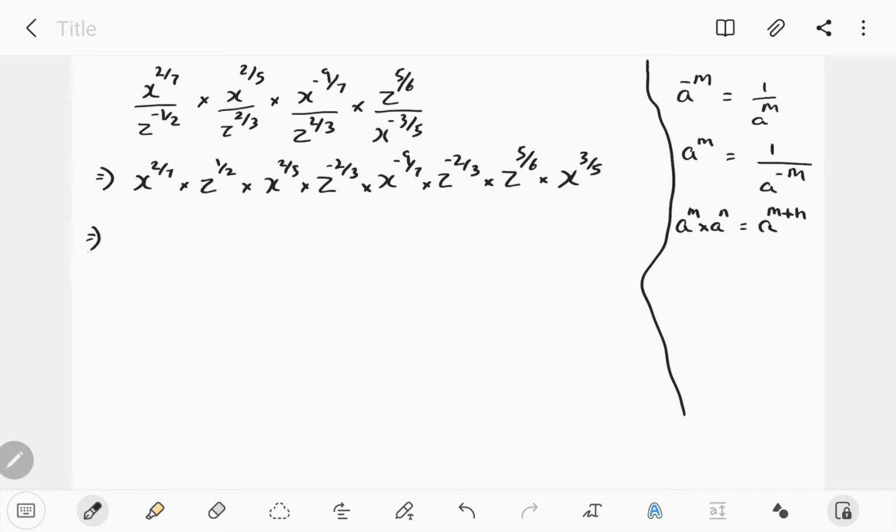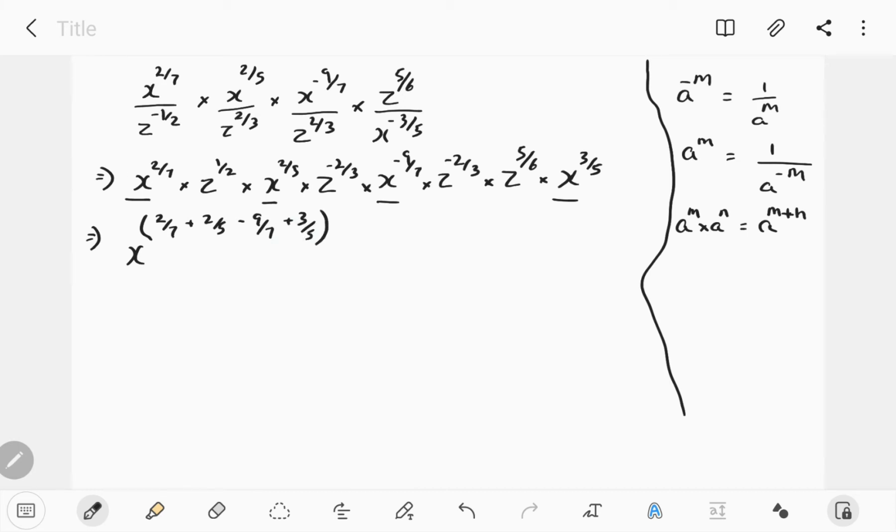Applying this property now for the second step, I see here the bases x, x, x and x are the same, but the powers are different: 2 by 7, 2 by 5, minus 9 by 7 and 3 by 5. So I'm going to keep the base constant, x is constant, raised to the power of 2 by 7 plus 2 by 5 minus 9 by 7 plus 3 by 5.